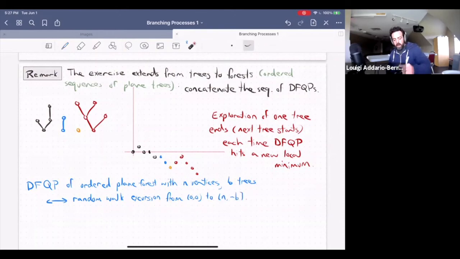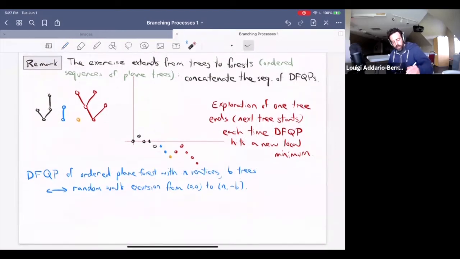Okay, and we've already defined what we mean by excursions here. It has to stay above minus b until the very end. It makes steps that are like minus one, zero, one, two, but never further down than minus one at a time. And it finishes at n minus b.